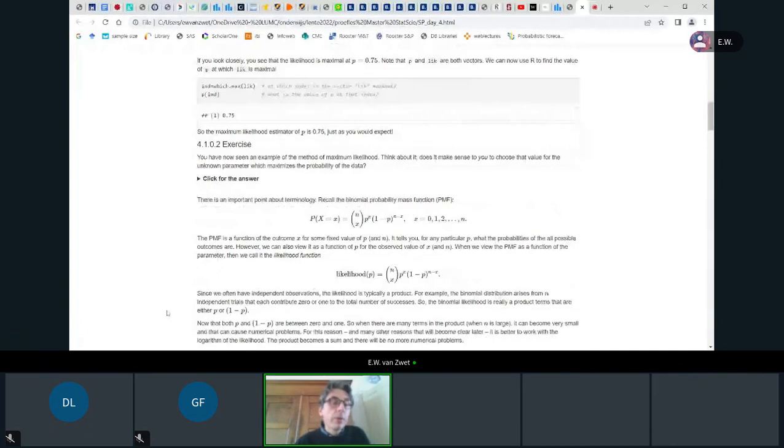Then there's an important point about terminology. In the probability part of the course, you will have learned that the probability mass function looks like this for the binomial distribution. So there's n, the number of tries, x, the number of successes, and p, the probability of a success. So this expression says what's the probability that out of n tries, when the probability of success is p, you get little x successes.